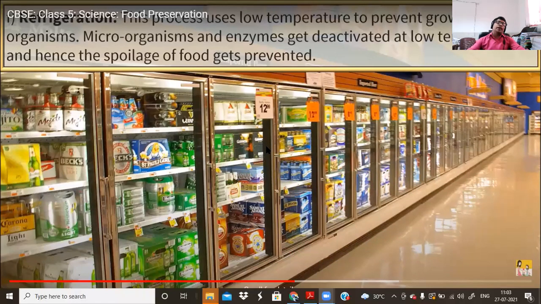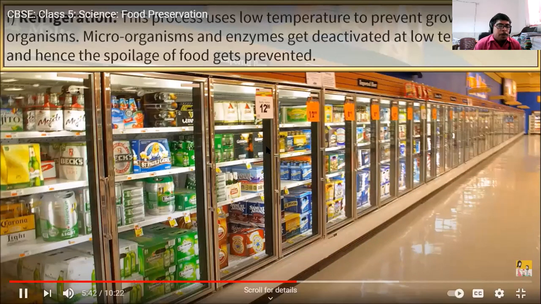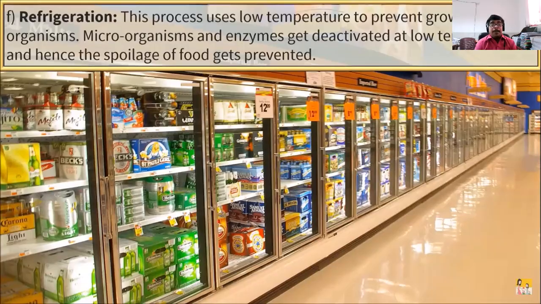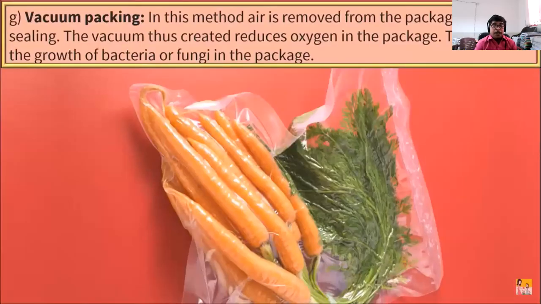Now you can see when you go to Big Bazaar or a different shopping mall, you must be seeing different types of freezers filled with different types of edible items kept at the low temperature. Why? If one or two microorganisms are left, they must not multiply. The enzymes, you can see next.